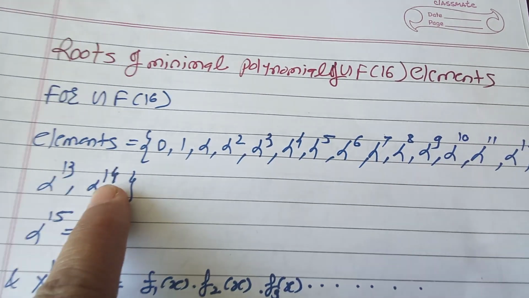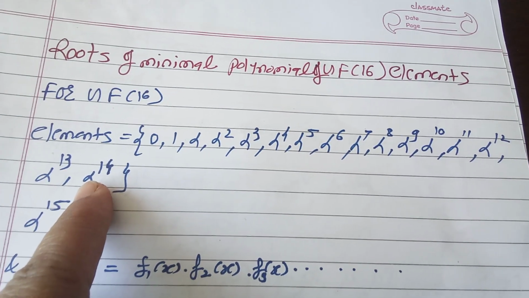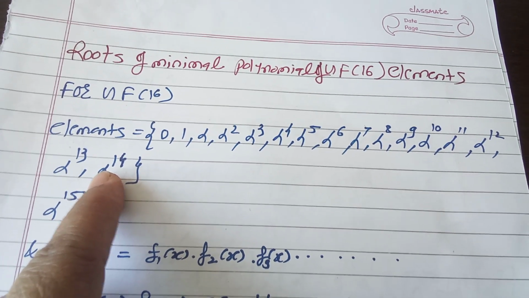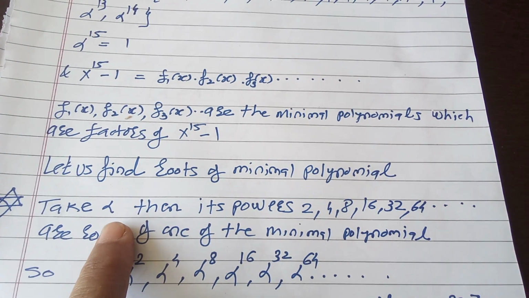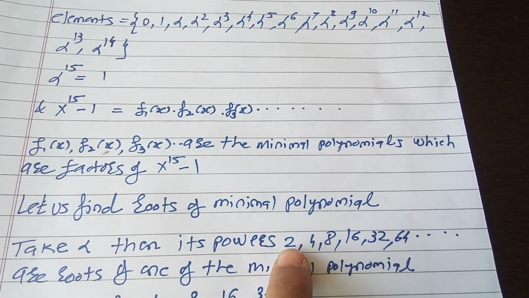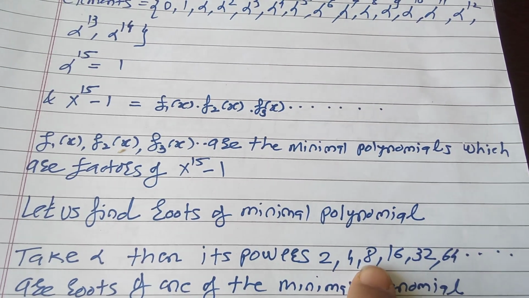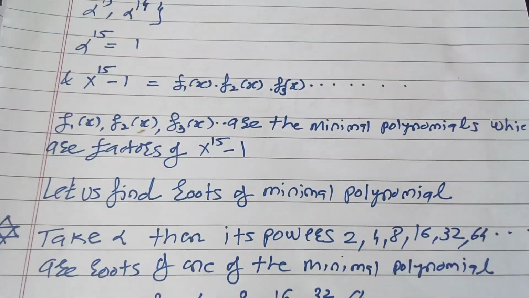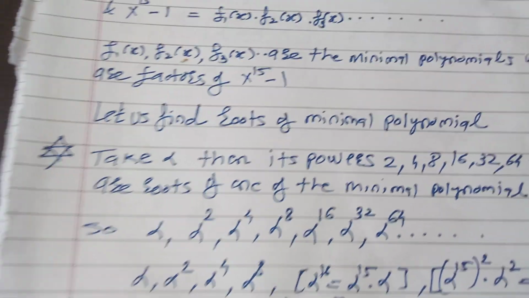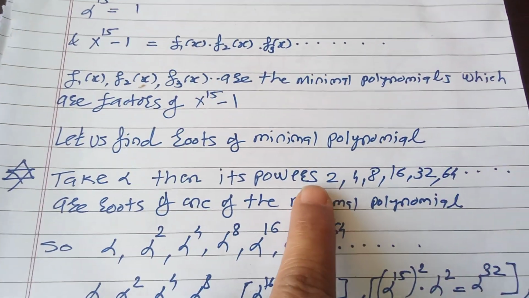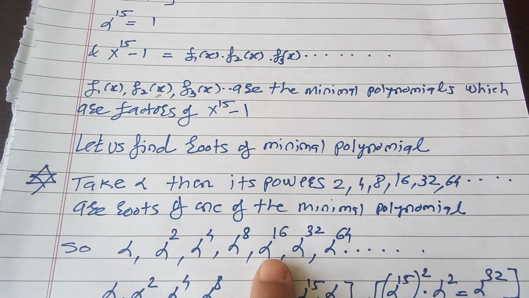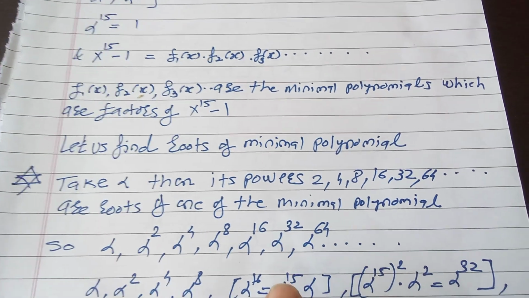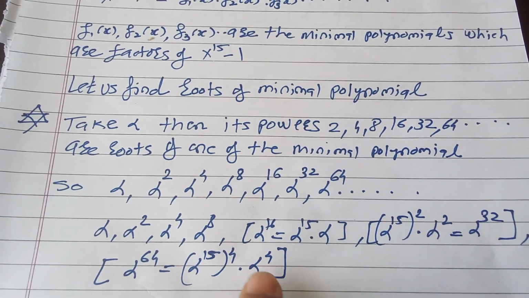Amongst alpha to alpha raised to 14 we have to find the conjugate set. That means how many elements correspond to the roots of a single minimal polynomial. So take first alpha, then you have to find its powers. Powers should be like 2, 4, 8, then 8 2s are 16, 16 2s are 32, 32 2s are 64 likewise. So alpha, alpha square, alpha raised to 4, alpha 8, alpha 16, alpha 32, alpha 64. Where you have to stop you will come to know in the next line.